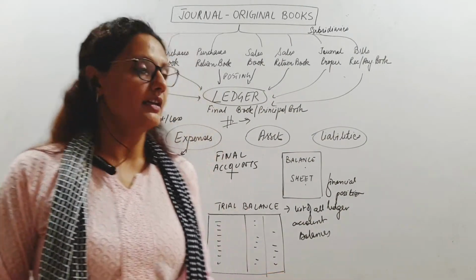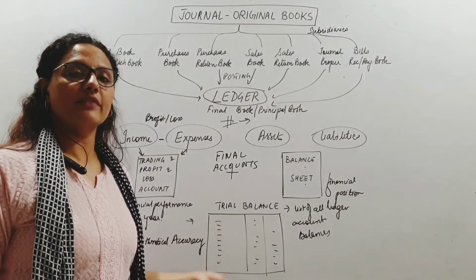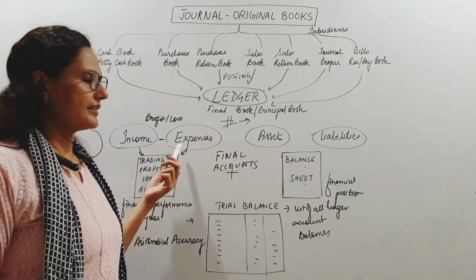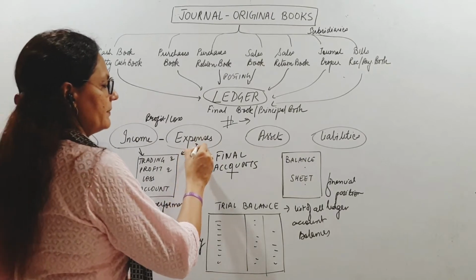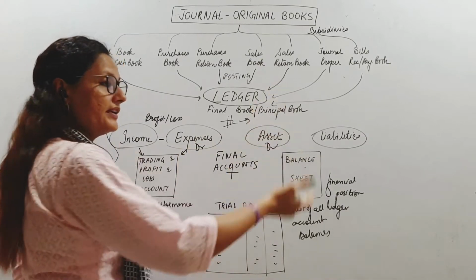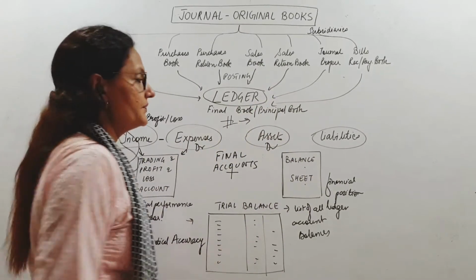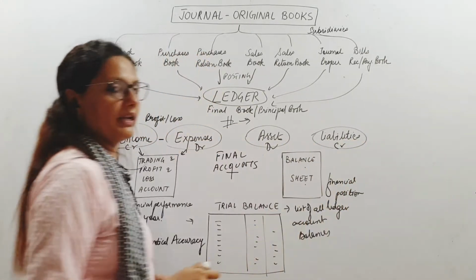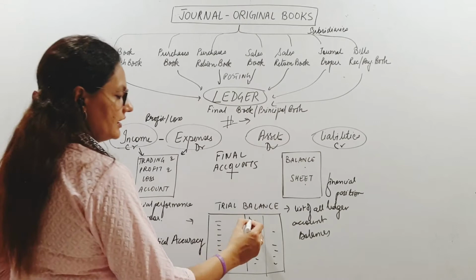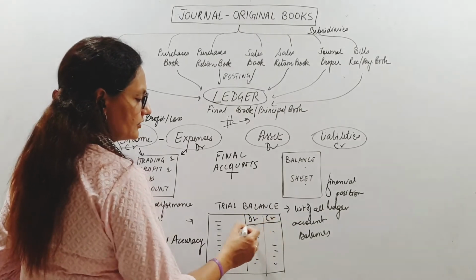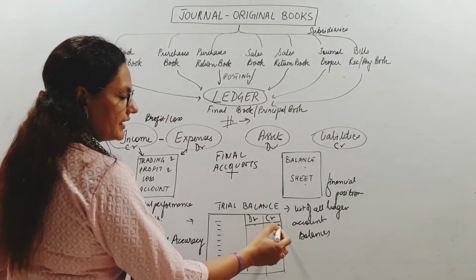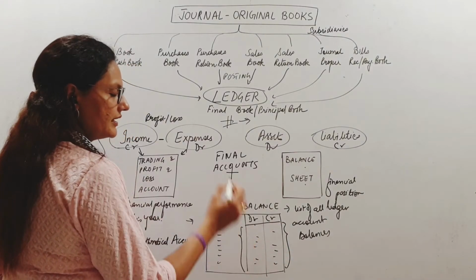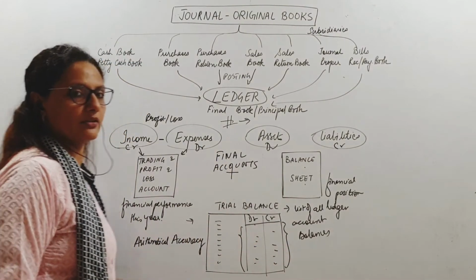And then in the trial balance, when we have the whole list, obviously all assets and expenses will have a debit balance because we debit assets and expenses when they happen. And all incomes and liabilities will have a credit balance. So we will have two columns here, a debit column and a credit column. Income and liabilities will be in the credit column and expenses and assets will be in the debit column.